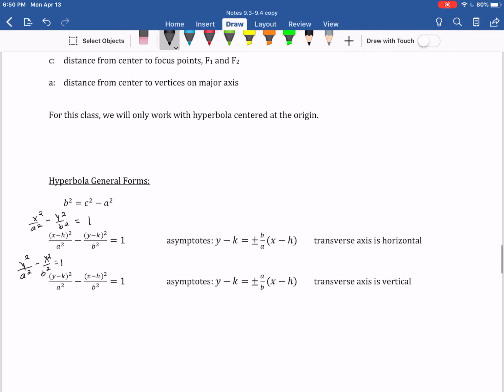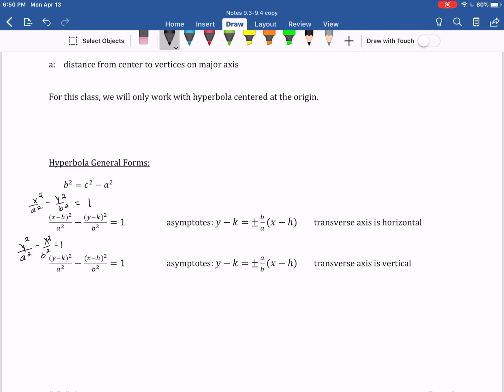The general forms for the asymptotes are also on your formula sheet. Since h and k will be 0 and 0 for our class, we could change the general forms to say y is equal to plus or minus b over a times x. This would be for a hyperbola that crosses through the x-axis. So we say the x-axis is the major axis. That makes a lot of sense to most of us. The book's going to call it the transverse axis. So however you'd like to think of that is up to you.